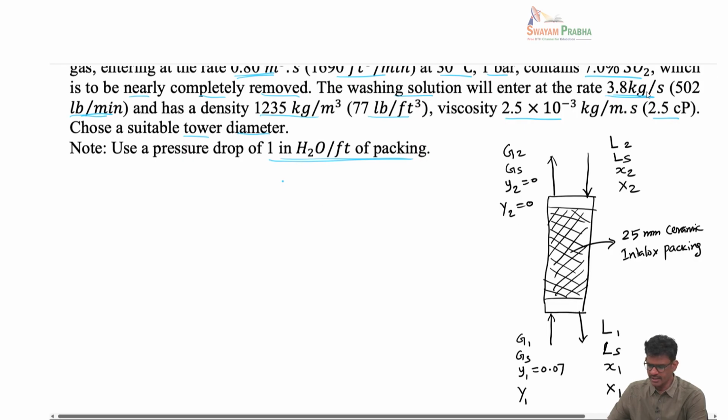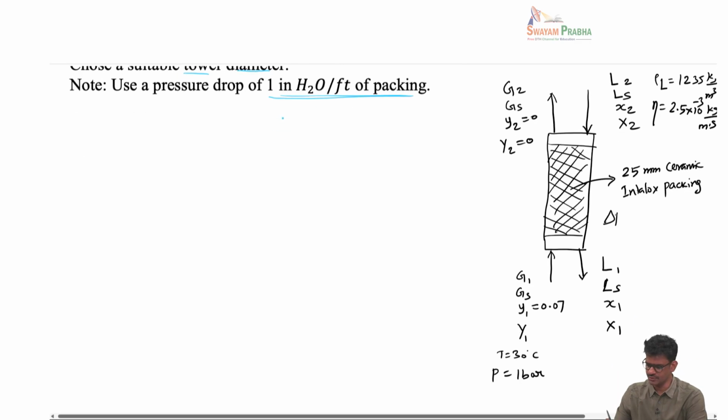Washing liquid enters at a flow rate of 3.8, and it has a density rho L of 1235 kg per meter cube, and then it has a viscosity of 2.5 into 10 power minus 3 kg per meter second, and delta P we would like to use 1 inch H2O per foot of packing. Okay, so these are all the information that we have got from this problem.